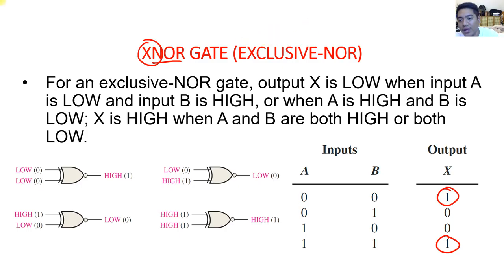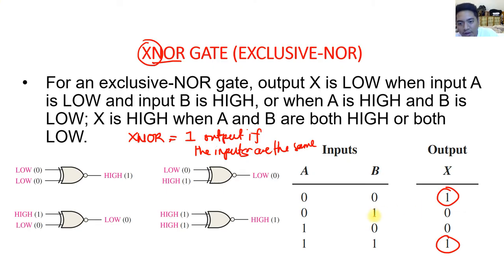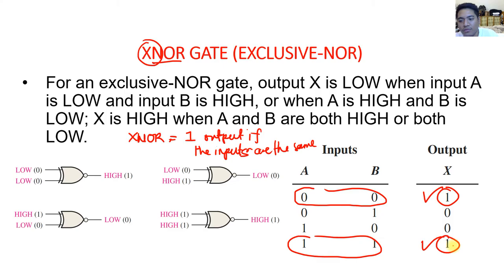This is exclusive NOR. For exclusive NOR, we only have a high output if the inputs are the same. So if the inputs are the same, we have high output. That's XNOR. So for 0 and 0, we have high output. With 1 and 1, we have high output. The rest, if they don't have the same input, that is 0.